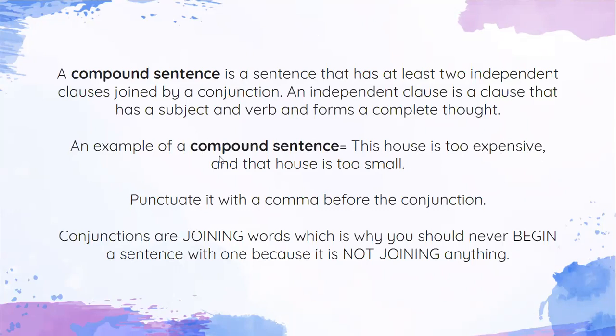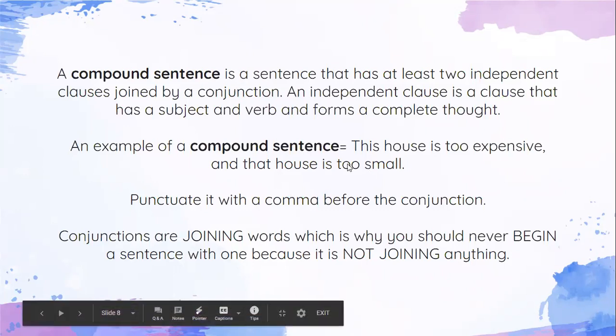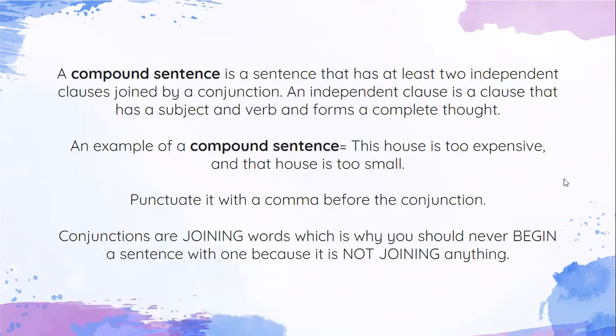It's super catchy. While I was learning about compound sentences, I learned the conjunctions known as FANBOYS: for, and, nor, but, or, yet, and so. You can use any of those to link two independent clauses. So the independent clause "This house is too expensive" is a complete thought, and "That house is too small" is also a complete sentence. And it's just joined by a comma and a conjunction.